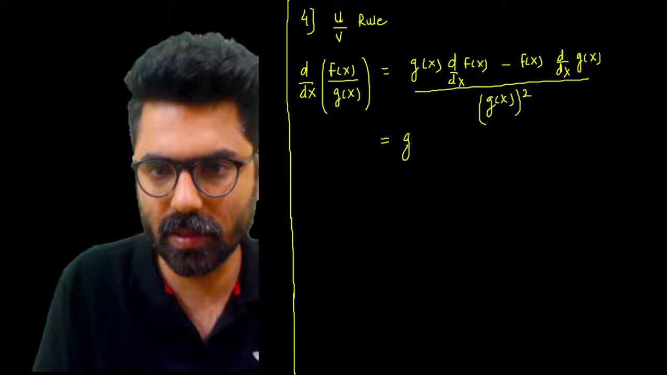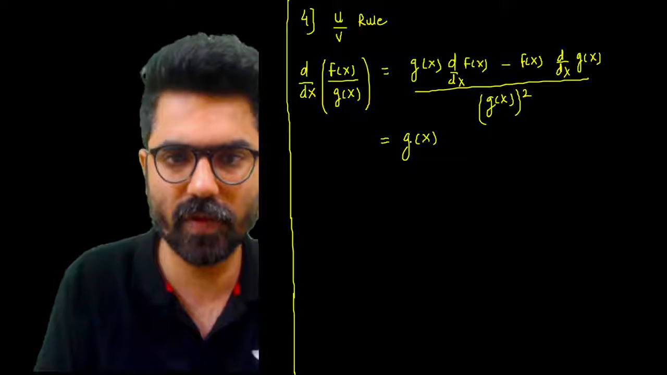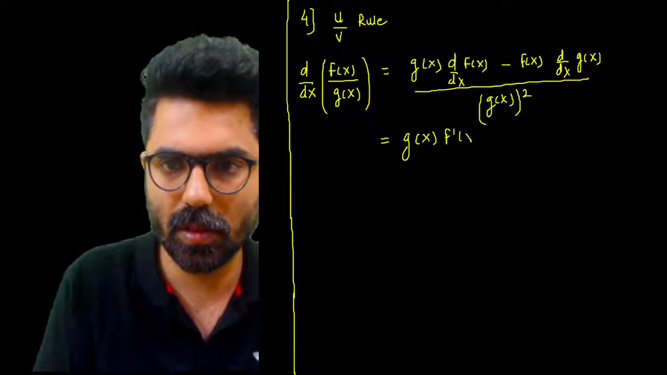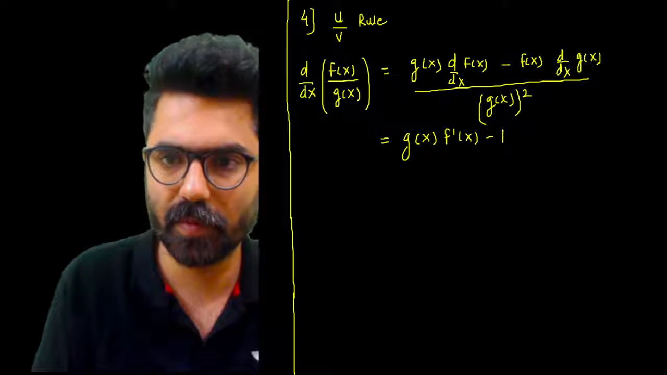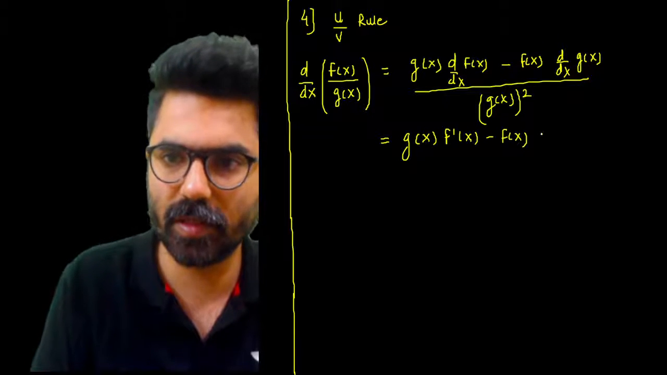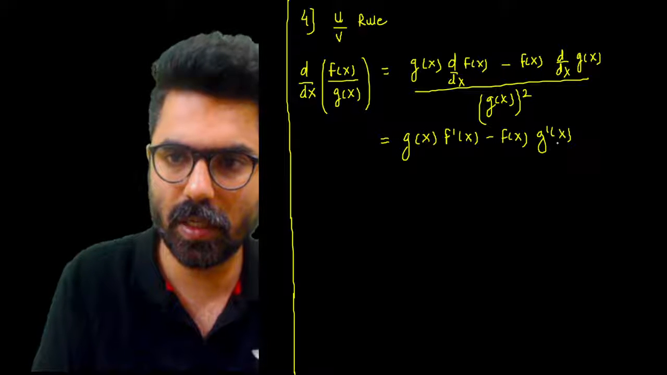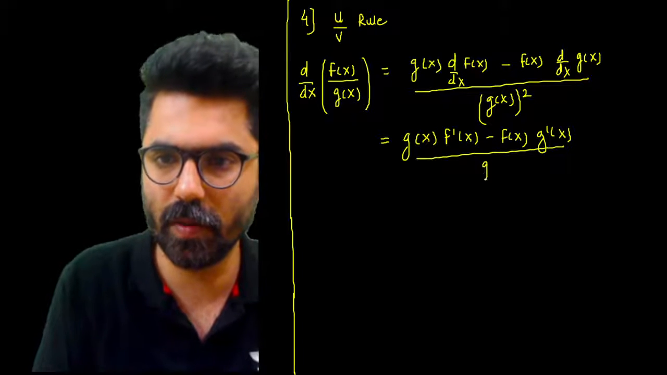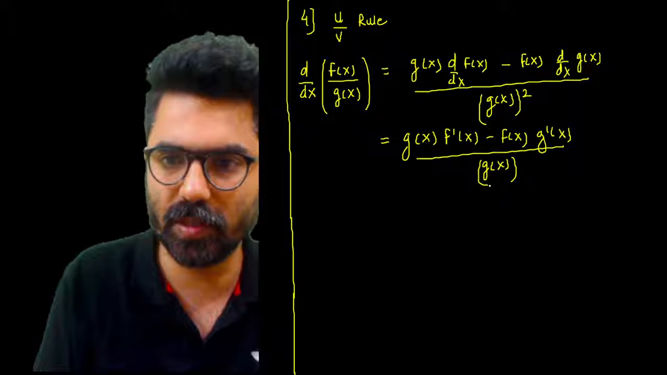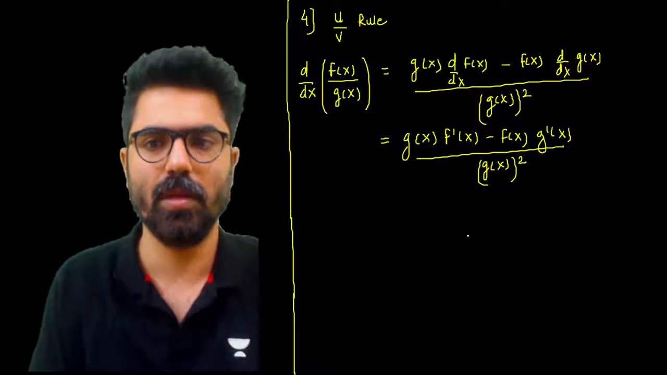Simply you can write this as g of x into f dash of x, minus f of x into g dash of x. This whole divided by g of x whole square.